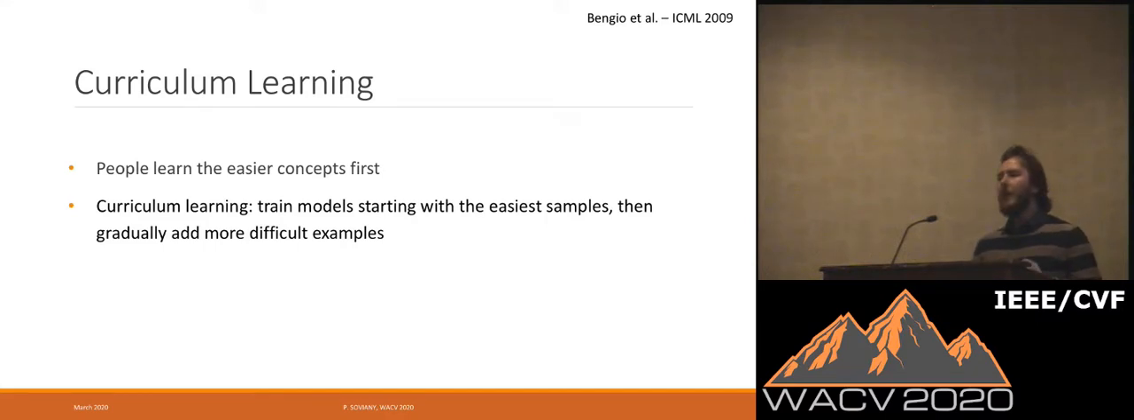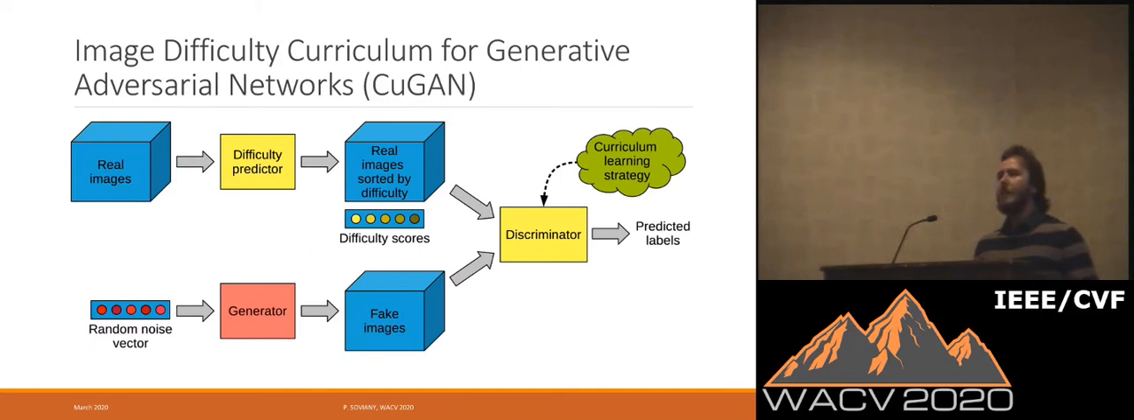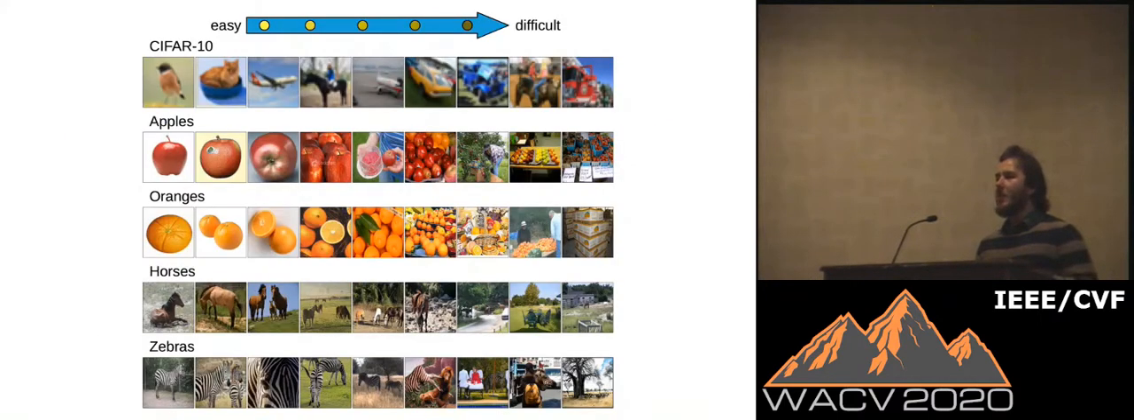Our framework is a bit different from the standard GAN in that we use a difficulty predictor, and then we get difficulty scores for the training images. We sort the real images by their difficulty, and then we employ a curriculum learning strategy when training. Here are some examples of easy and difficult images. And we came up with three curriculum learning strategies.